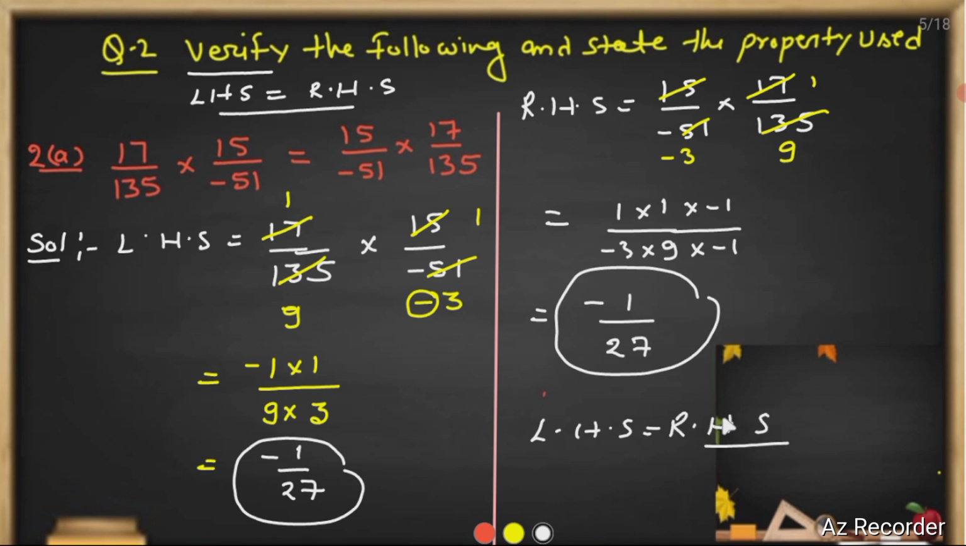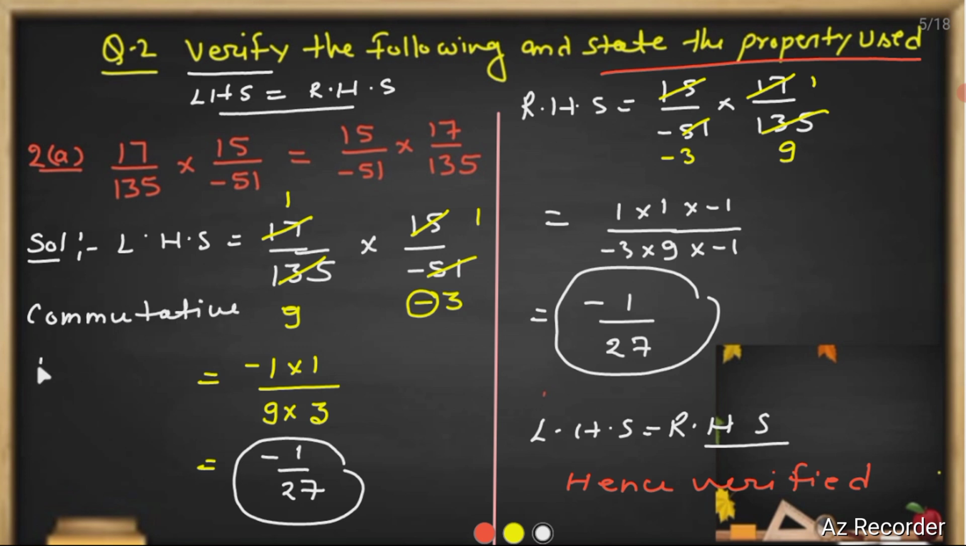Okay my dear students, state the property used. So we also have to write down the property used here. Hence verified. Okay, so what is the property used here? I say that here it is the commutative property over multiplication.